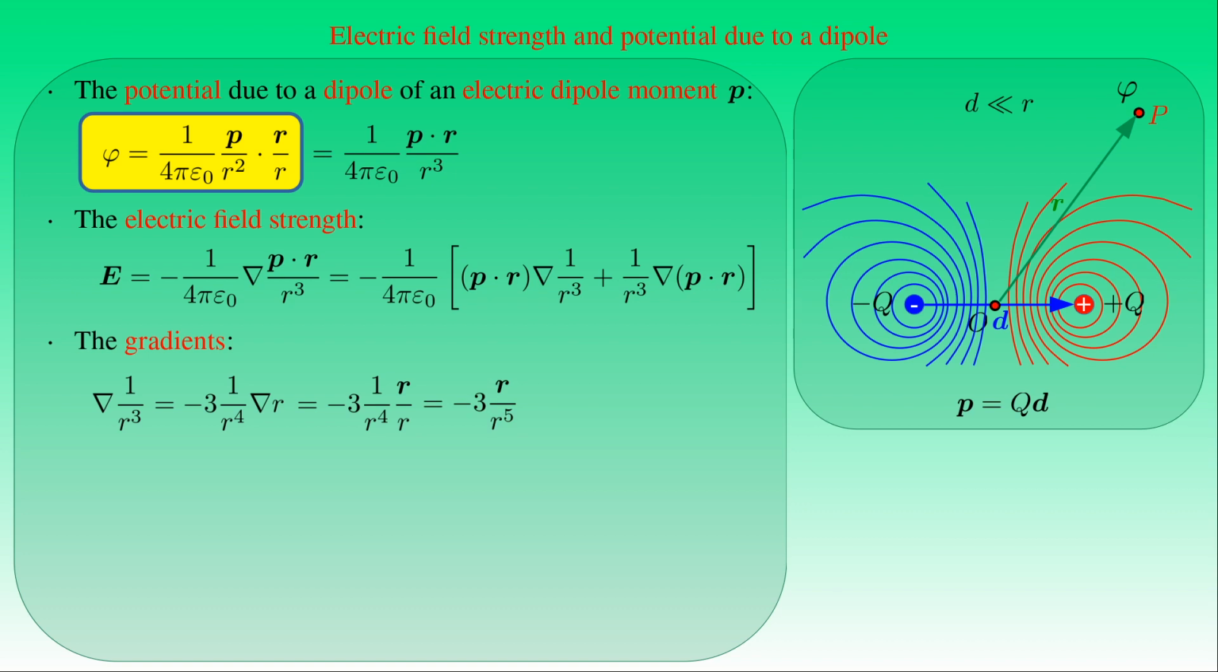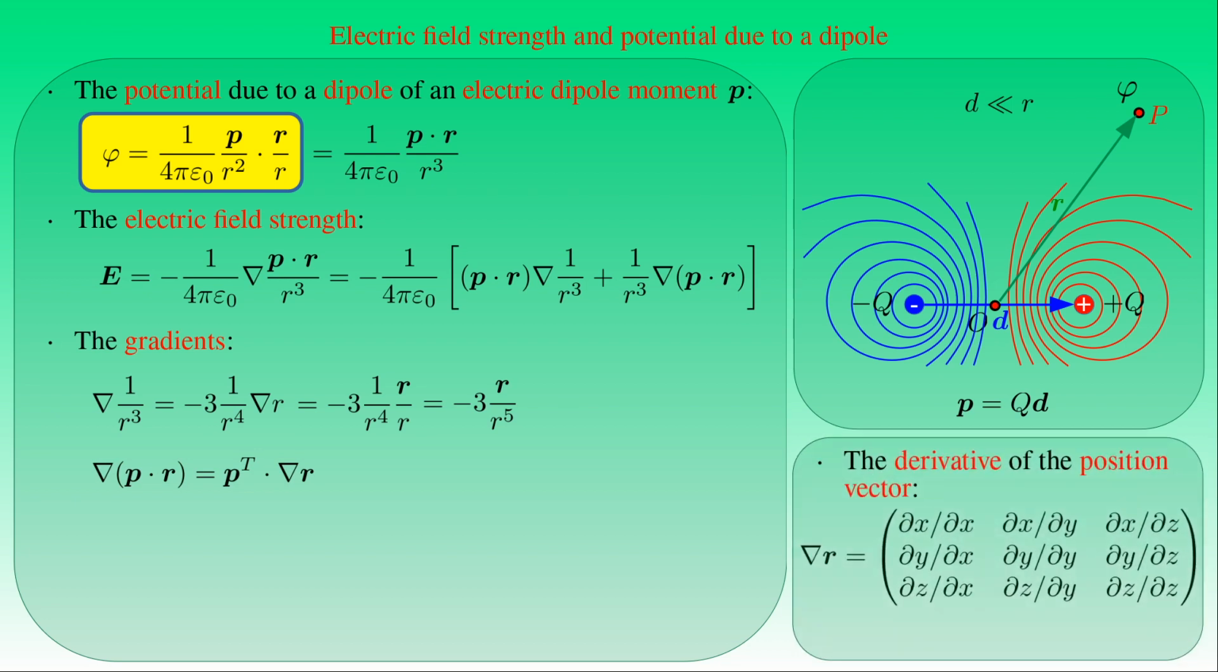We can also calculate the gradient of the scalar product of the electric dipole moment p and the position vector r. Since the vector p is constant, the gradient can be written as the contraction of the transpose of the vector p and the tensor nabla r, where the matrix on the right-hand side represents the components of the tensor in a Cartesian coordinate system attached to the midpoint O. In the matrix, a given row represents the gradient of the corresponding component of the position vector, and we see that the elements of the matrix are equal to the Kronecker delta.